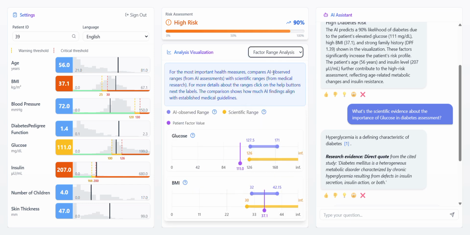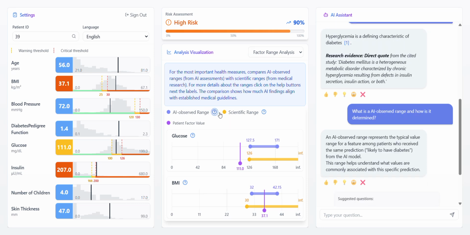The next analysis is about a more in-depth informational analysis of the most important factors determined in the previous step, glucose and BMI. Basically, it provides AI observed ranges and scientific ranges. For a more detailed explanation, the user can click on the help buttons.